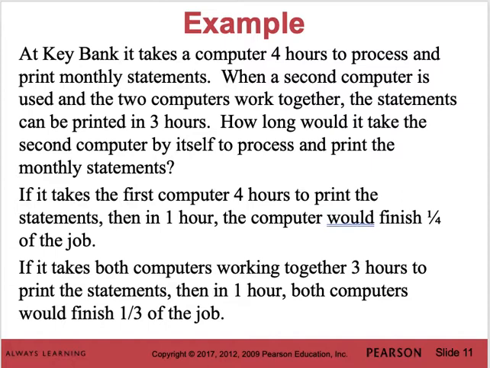Let's look at a different example. At KeyBank, it takes a computer 4 hours to process and print monthly statements. When a second computer is used and the two computers work together, the statements can be printed in 3 hours. How long would it take the second computer by itself to process and print the monthly statements? If it takes the first computer 4 hours to print the statements, then in 1 hour, the computer would finish 1/4 of the job. If it takes both computers working together 3 hours, then in 1 hour, both computers would finish 1/3 of the job.